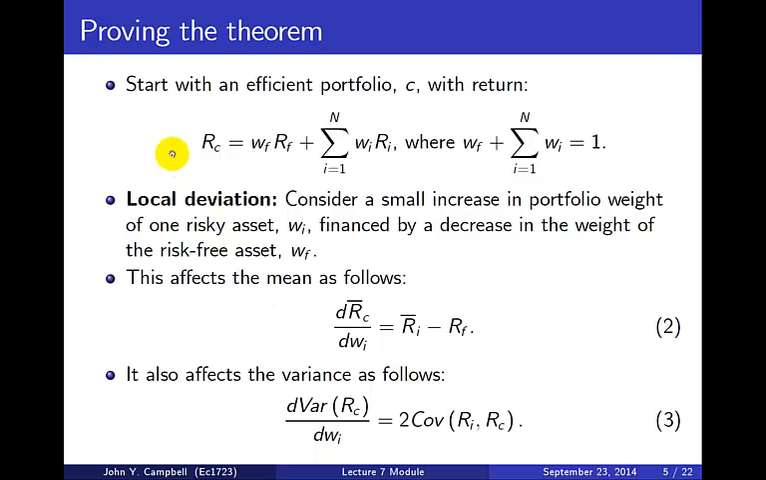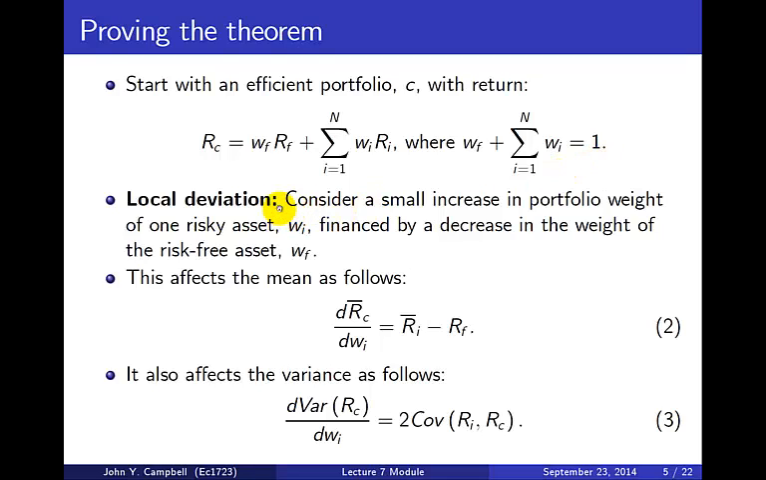All right, so now we're going to go into the details of proving this theorem. We're going to start with an efficient portfolio C, which has return RC. There's a weight on the riskless asset and a bunch of N weights on all the risky assets. And the sum of the weights, WF, and all the WIs has to equal 1. You have to put your money somewhere.